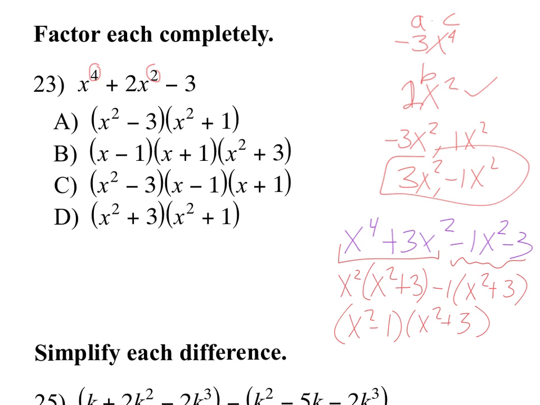Okay, I'm going to go look for my answer. X squared minus 3x squared plus 1. No. Okay, that's 3 pieces. I don't see it. I also know that that doesn't work for my last one.